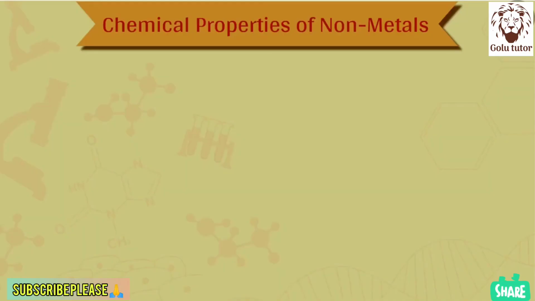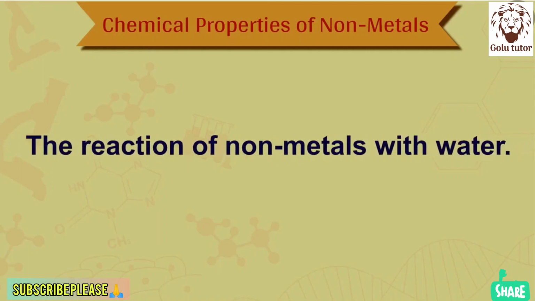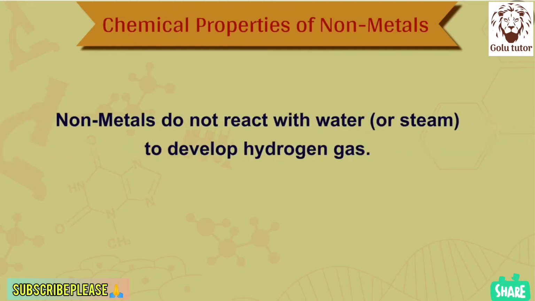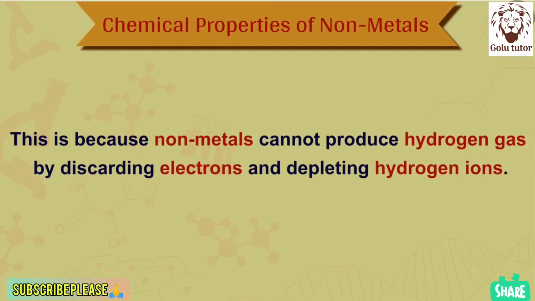The second property of nonmetals is the reaction of nonmetals with water. So friends, nonmetals do not react with water or steam to develop hydrogen gas. Now you must be wondering why? This is because nonmetals cannot produce hydrogen gas by discarding electrons and depleting hydrogen ions.